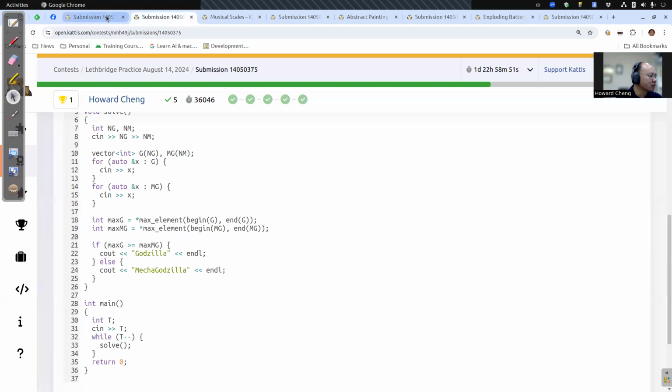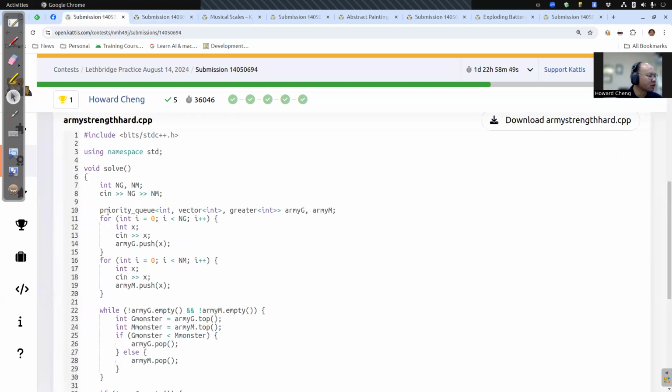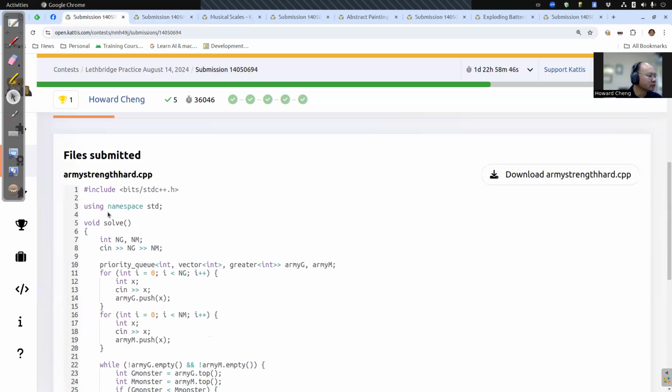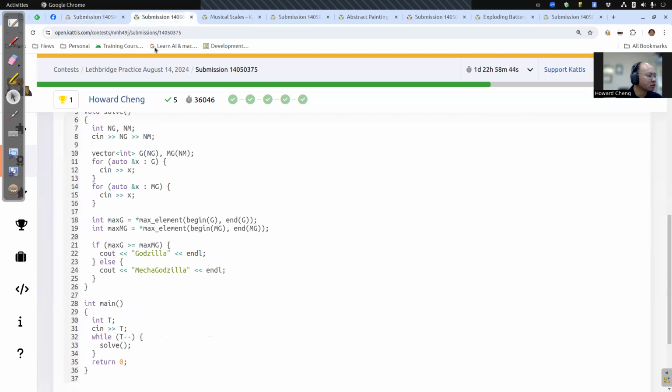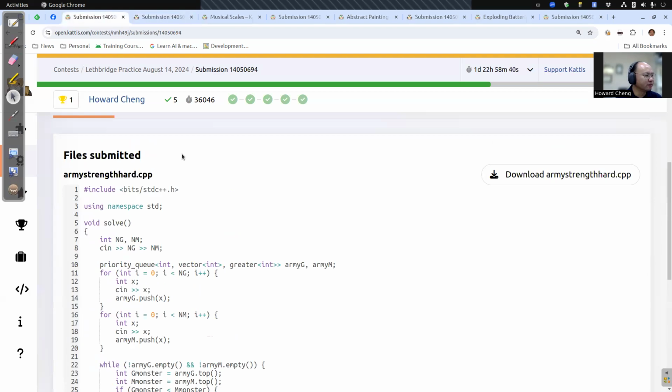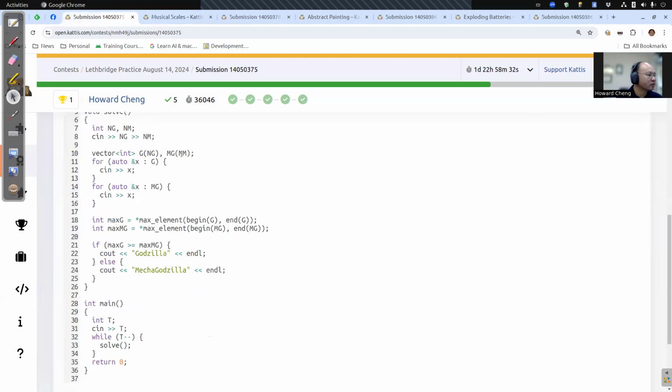The more, I don't know if you call it straightforward way is to use a priority queue. And then the second way is to just compare the maximum and to realize that the strongest monster in the army can never be removed.